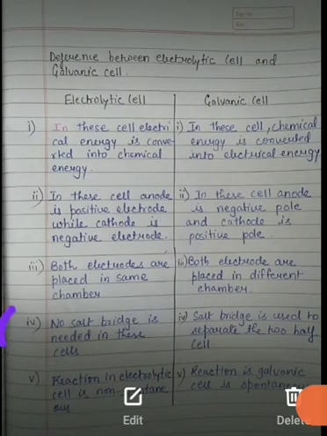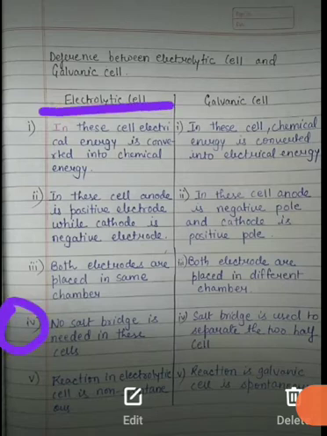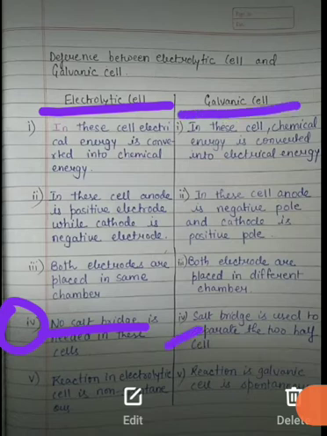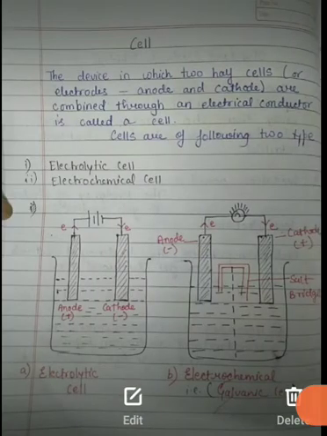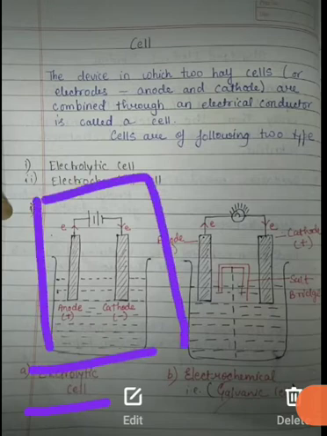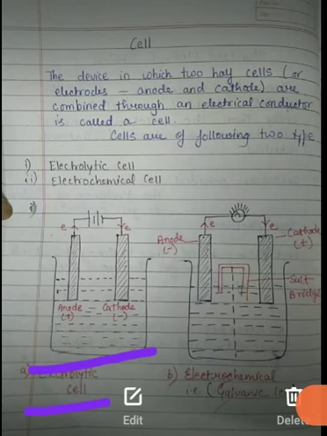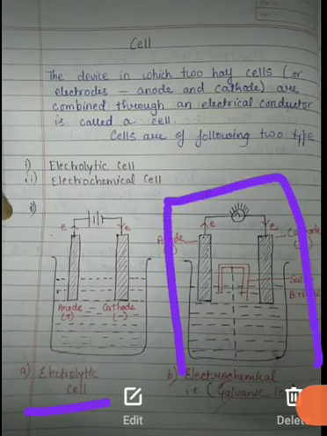Now let's talk about the fourth difference. In an electrolytic cell no salt bridge is needed, but in a galvanic cell a salt bridge is used to separate the two half cells. You can see in the diagram that in the electrolytic cell there is no salt bridge, but in the galvanic cell there is a salt bridge. This red colored bridge is the salt bridge which separates the two solutions.